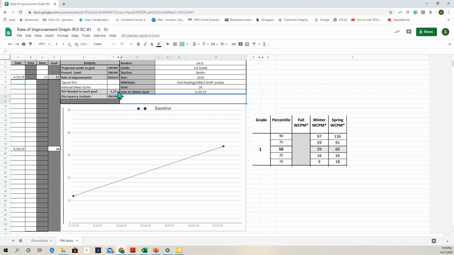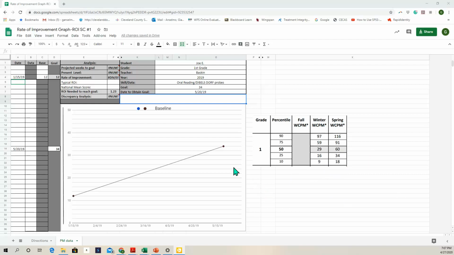Okay, so what we can then do is check that to see if that is a crazy, unrealistic goal using that process that I went over in the other part of the presentation. So what we're going to do is look towards the 50th percentile here, and we are going to subtract the 29 from the 60, and that gives us 31 if my math is correct. And if we divide that by 10 weeks, because again here we're going to assume 10 weeks, that gives us a growth rate of 3.1. Okay, so we just figured that to be a rate of improvement of 3.1 words correct per week.